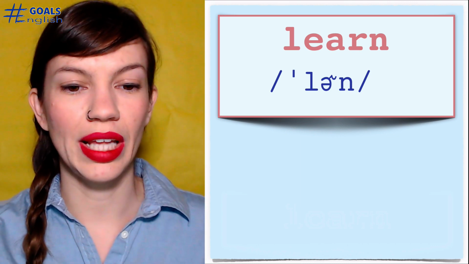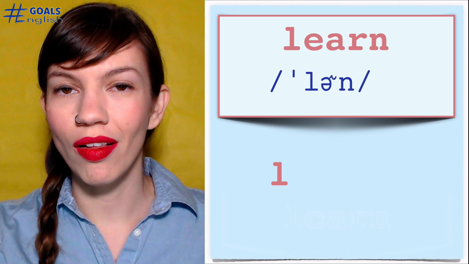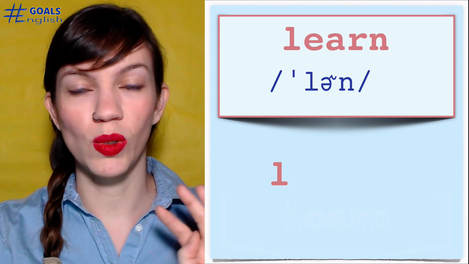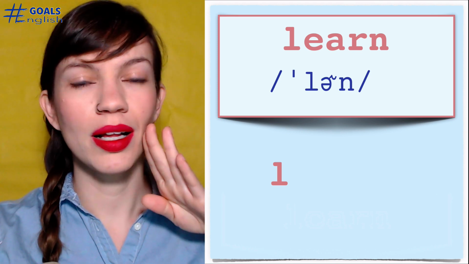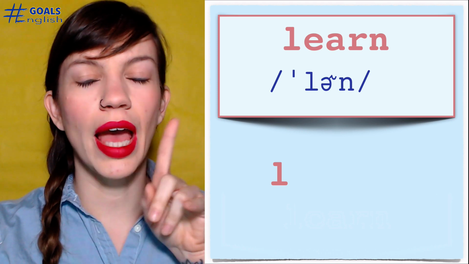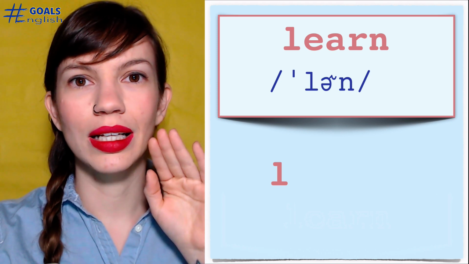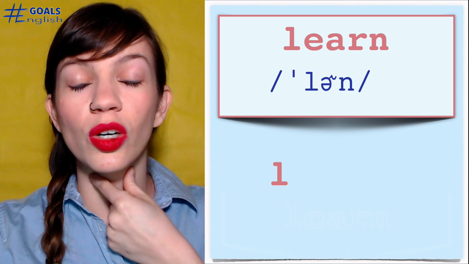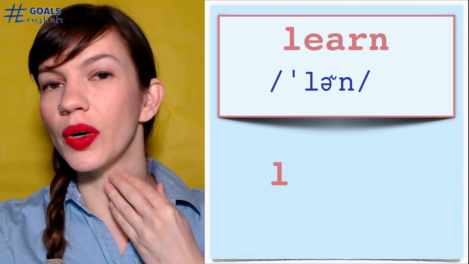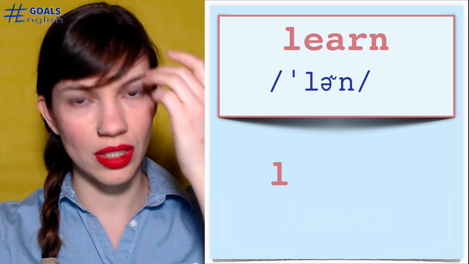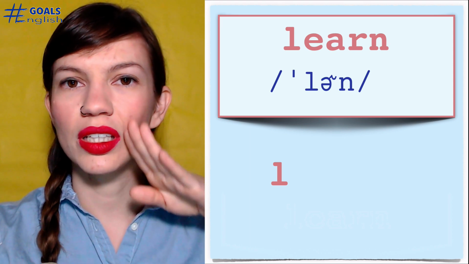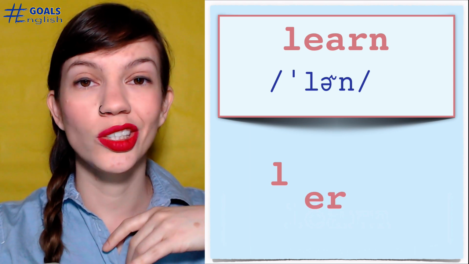Let's break it down letter by letter. First, L. This is the light or clear L that starts a syllable or word. So the tongue is up behind the teeth, right at the edge of the hard palate. L, L, L. We don't want that dark L going down here. That's at the end of a syllable. Light or clear L. Up here with the tongue, L.